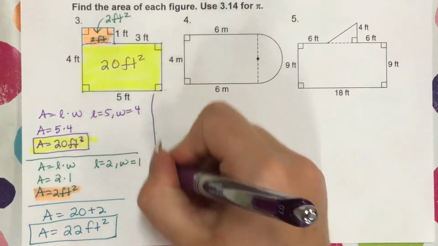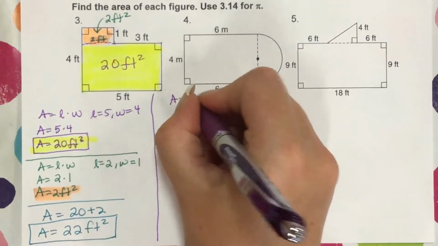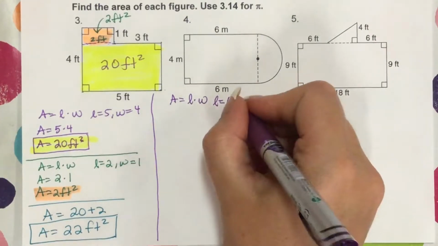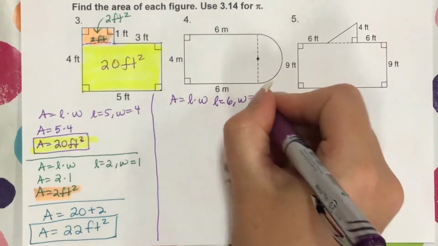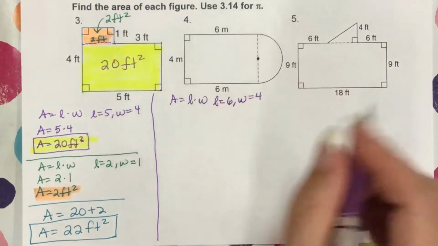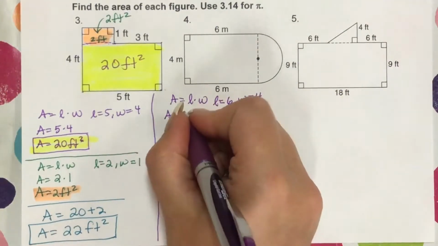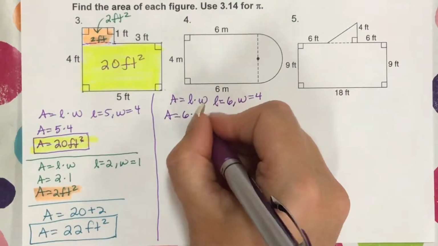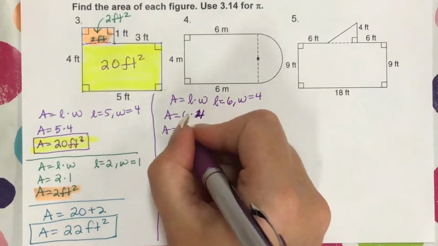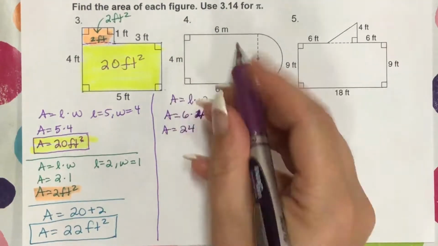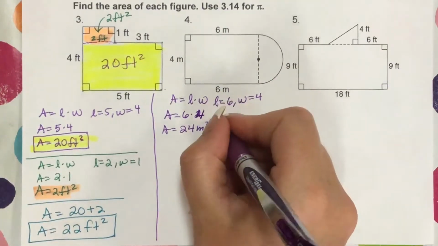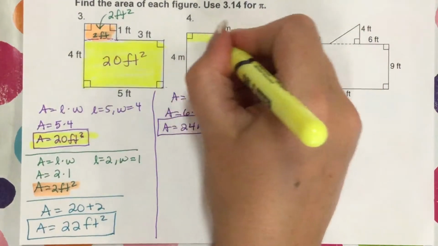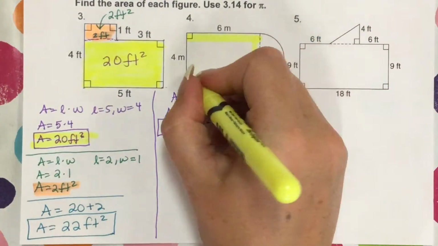So that means we're going to be finding the area of a rectangle. So area equals length times width. Our length is going to be 6. We're going to define the variables. And our width is equal to 4. We substitute these values into our equation, and we get area equals 6 times 4. 6 times 4 is equal to 24, so it's going to be 24 meters squared. And that's what this entire rectangle equals right here. This portion.